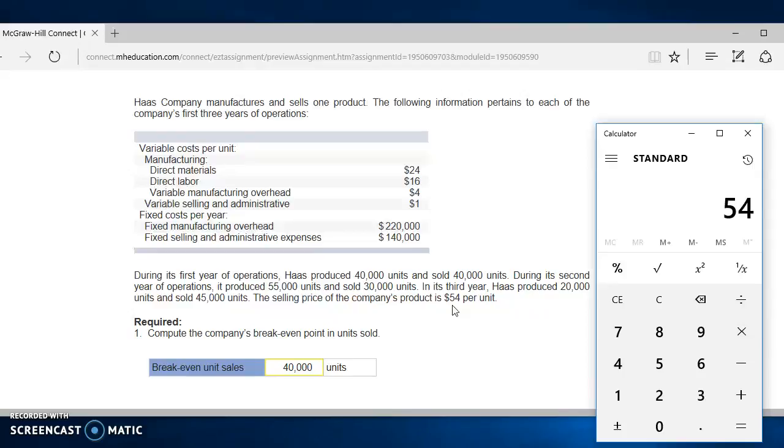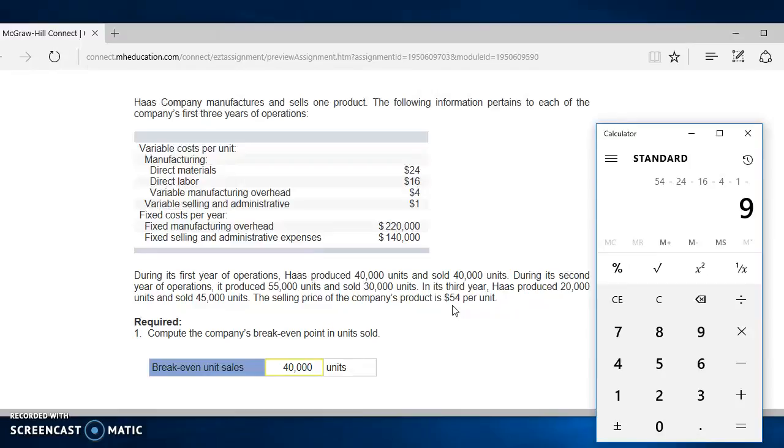So I'm going to take the 54, and then I'm going to subtract my variable costs, and it gives us a variable cost per unit. So I have 24 for direct materials, 16 for direct labor, 4 for variable overhead, and 1 for variable selling and manufacturing. So my contribution margin is $9 per unit.